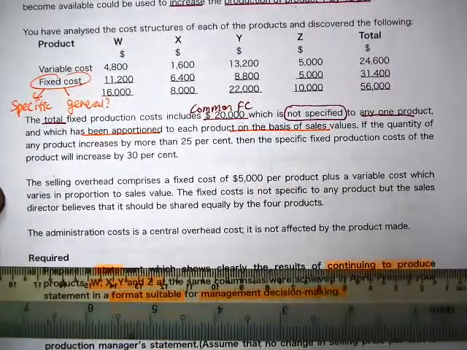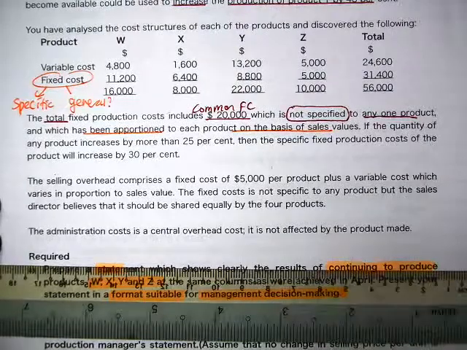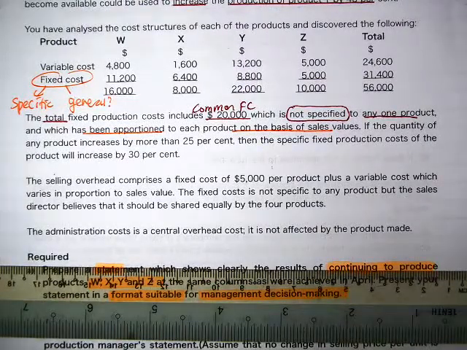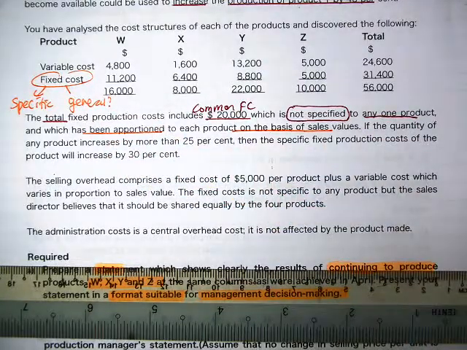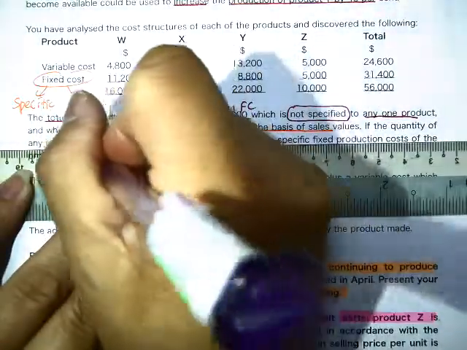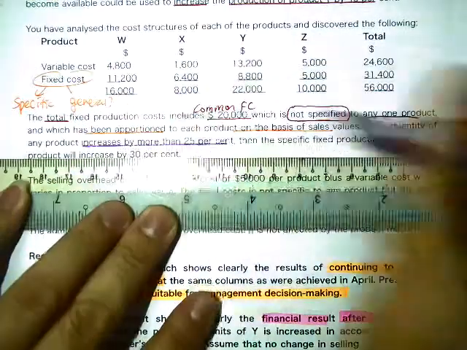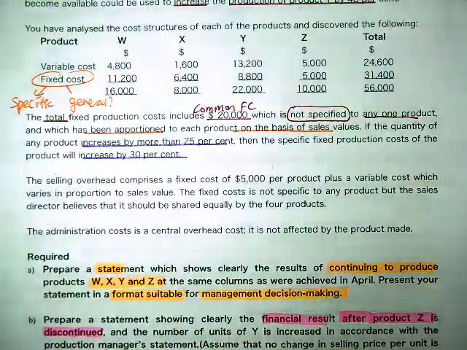Now go on. The selling overhead comprises... if the quantity of any product increased by more than 25%, the specific fixed production cost will increase by 30. So if the volume increased more than 25, the cost will increase by 30.